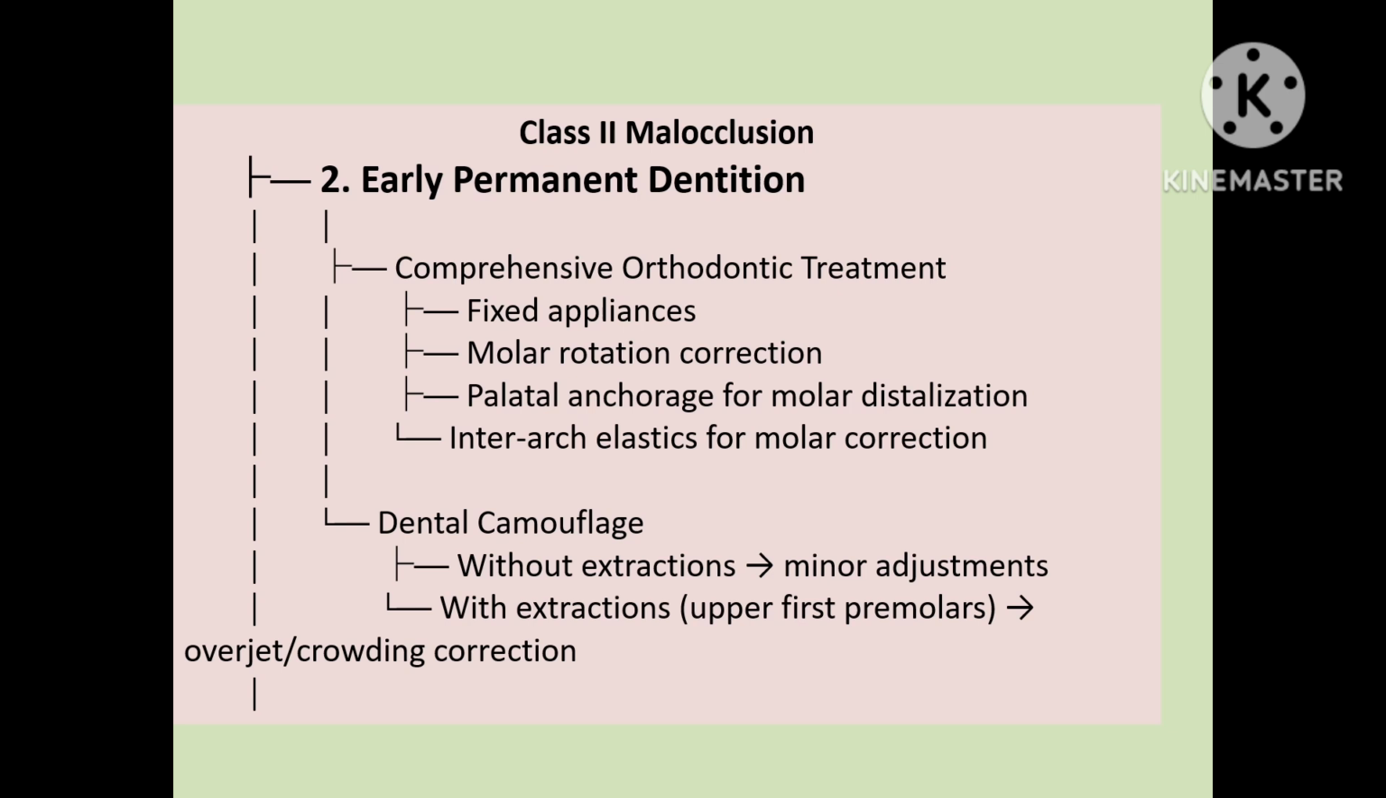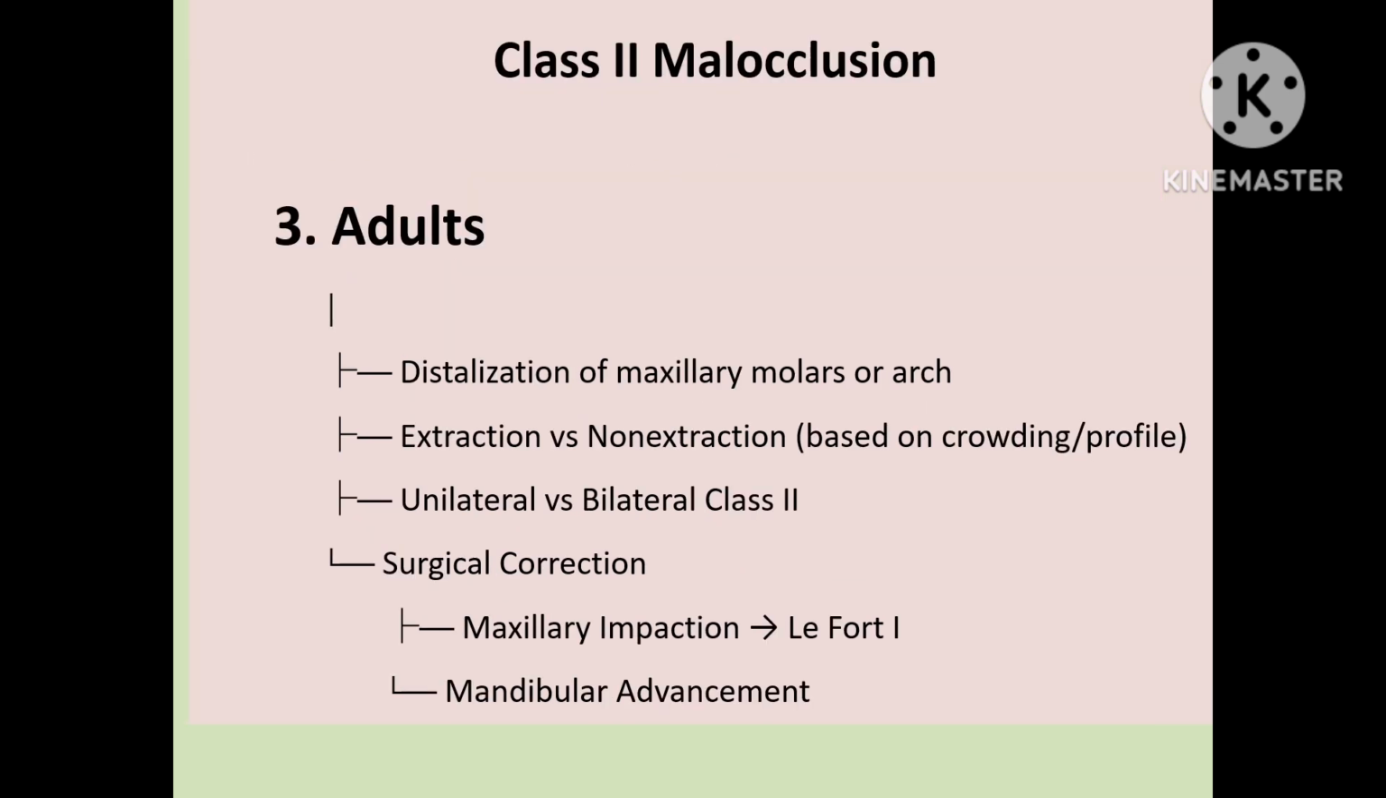Treatment also addresses the transverse problem first, using palatal expanders to provide a stable arch, followed by vertical corrections for deep bite and open bite, and finally refining the anterior posterior relationship. In adults, growth modification is no longer possible, so treatment relies either on dental camouflage for mild skeletal discrepancies or surgical correction, which includes Le Fort 1 osteotomy or mandibular advancement surgeries for severe cases.